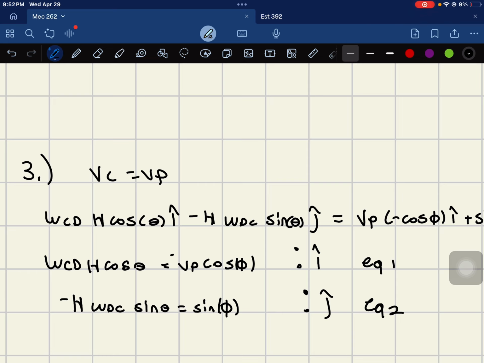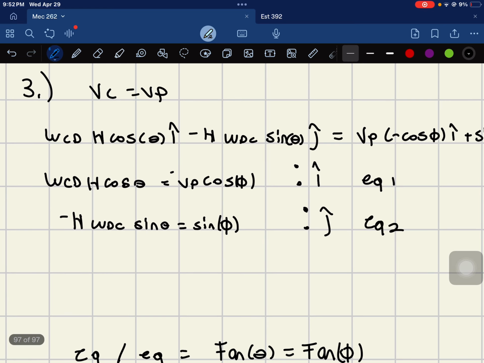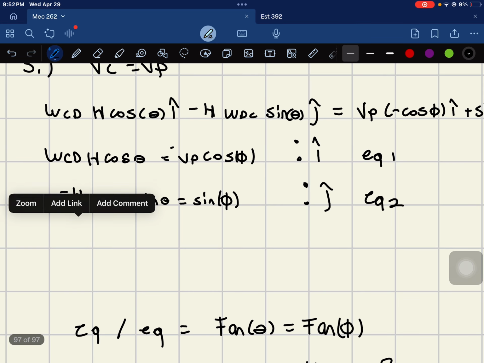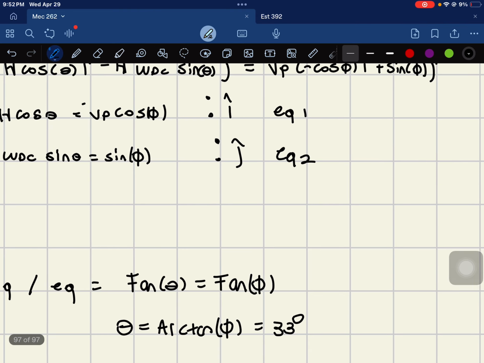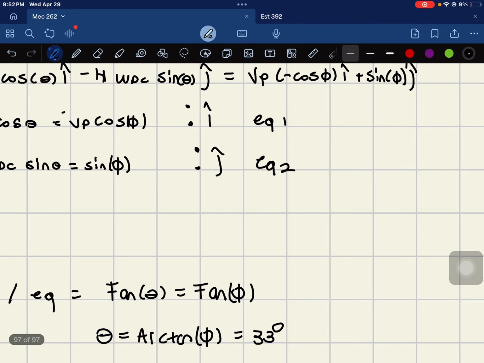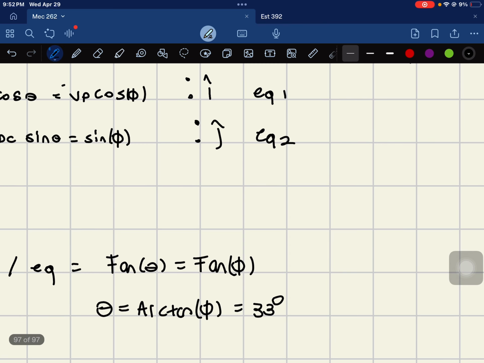And we're asked to find the angle. If we divide, it simplifies everything else. So if we divide equation 2 by 1, we're going to get the tangent of phi. And if we take the arctangent, solving for theta, we're going to end up with 33.